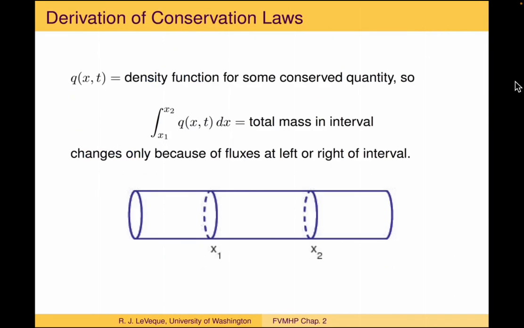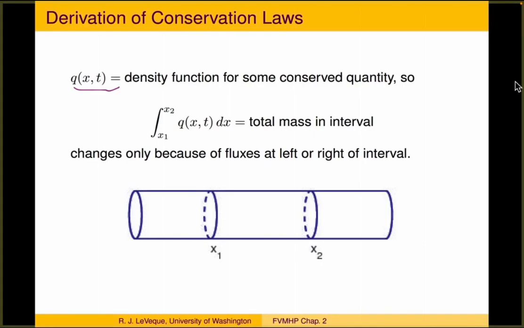So to derive a system of conservation laws, the basic idea is that the total mass of some quantity is conserved except for the way that it's flowing. And we're going to start out in one space dimension. Later we'll look at how this can be extended to more than one space dimension. But in one space dimension, and to begin with, let's just look at a scalar quantity, which we'll call q. q(x,t) is some scalar that represents in one dimension the density function for some conserved quantity that we're interested in.